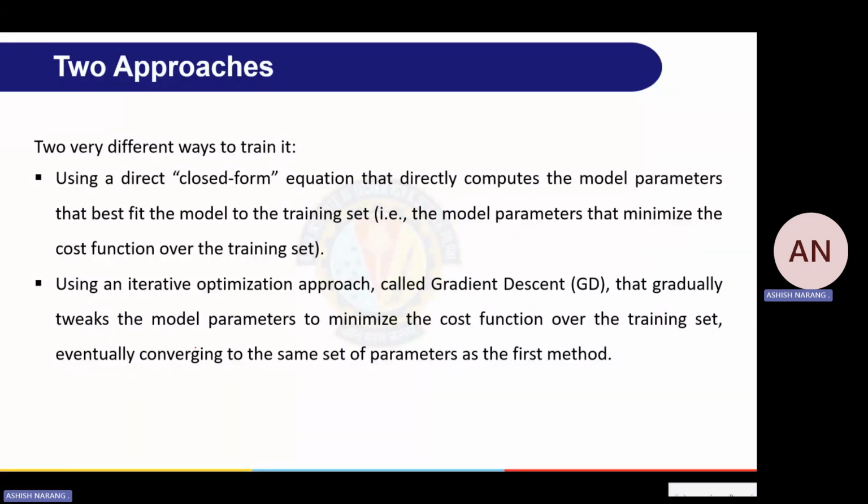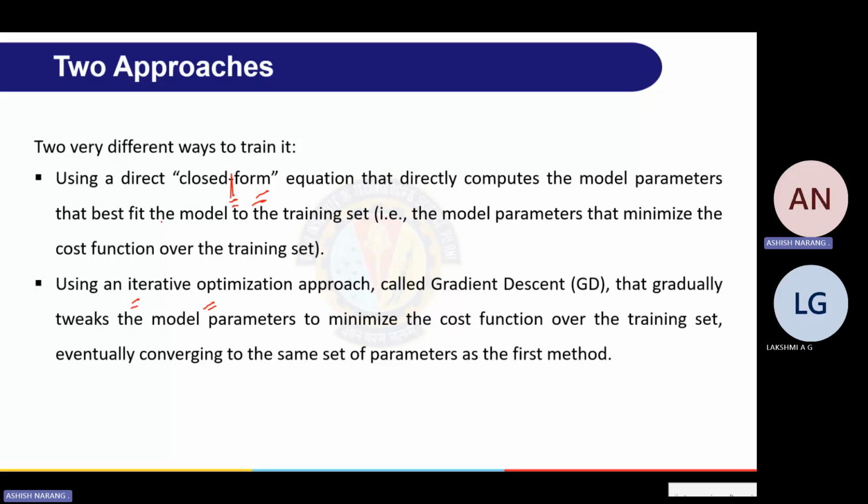So typically this is all mathematics, right? When it comes to the gradient descent approach, this is more of an iterative approach. Here you will solve the equations and get the best parameters, while there you will start with some parameters, some weights, and gradually move towards optimizing those weights, right? So we are going to see both the operations today.